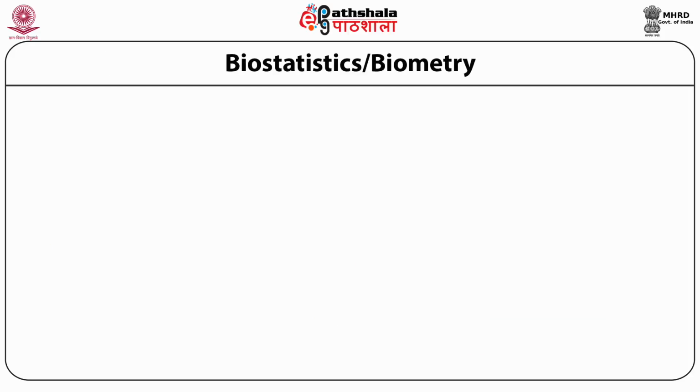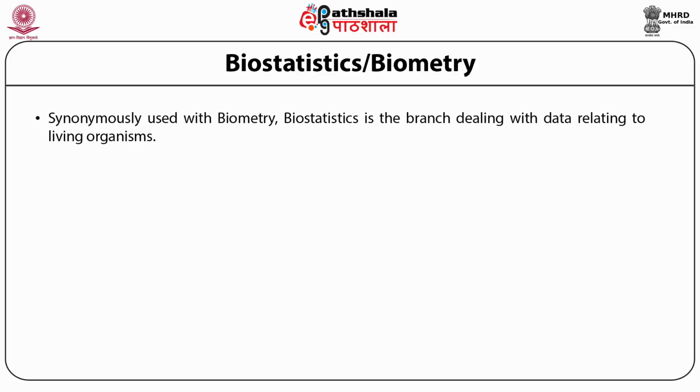Biostatistics. What is biostatistics? In simple terms, it means the branch dealing with the data relating to living organisms. It is the application of statistical methods to solving various medical, biological, and public health problems. The other term that is synonymously used with biostatistics is biometry. Now, statistics is an applied discipline, and though its roots lie in mathematics, the branch touches all the subjects of nutrition, medicine, biology, and public health.